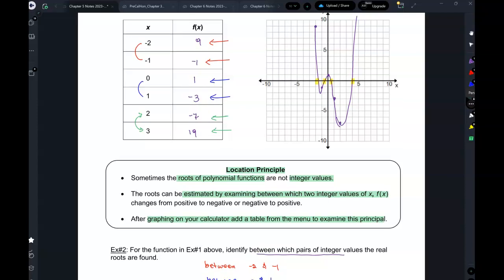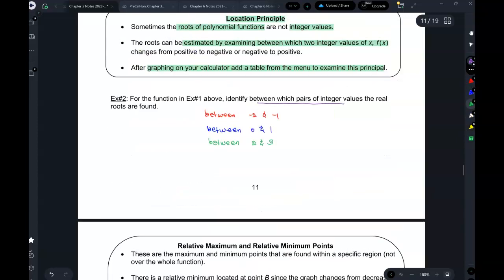Oh, you're right. We missed one. Where did we miss one? Right here. Between negative 1 and 0. Good. Thank you. Between negative 1 and 0. Thanks, Ethan.